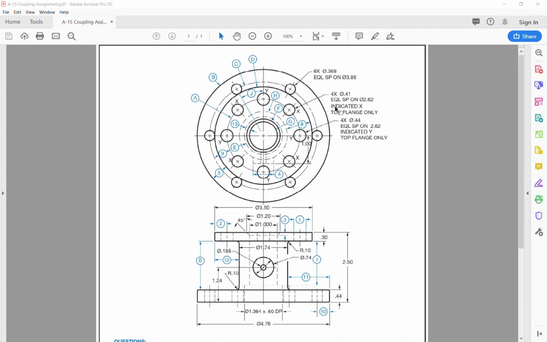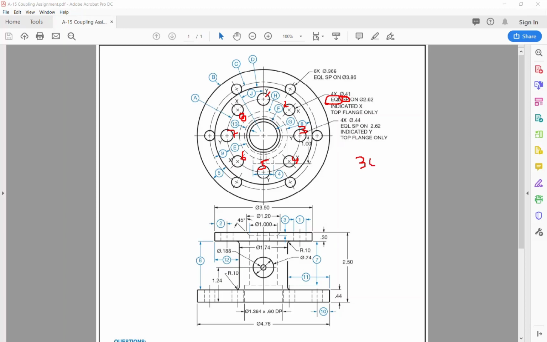Now another thing to note here, it's kind of important that the designer has used the abbreviation for equally spaced. That tells us that we don't have to look for an angular dimension. So again, the machinist is going to look at this and say, oh, there's 1, 2, 3, 4, 5, 6, 7, 8 holes on a 360 degree circle.